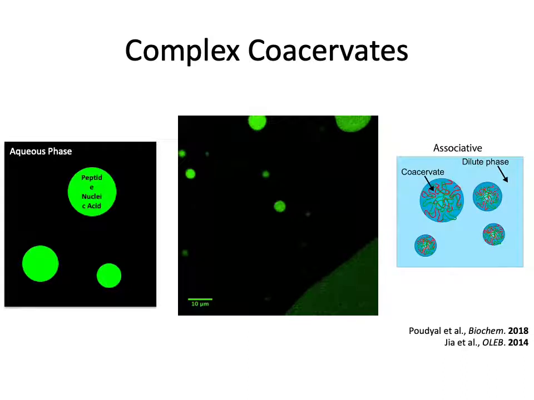One of the systems that we like to study as model systems that are liquid-liquid phase separated are called complex coacervates. These structures are formed from the binding of oppositely charged biopolymers, such as a positively charged peptide and a negatively charged nucleic acid. And the result is a membraneless droplet concentrated in both of these phases.